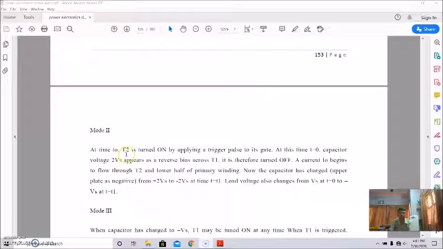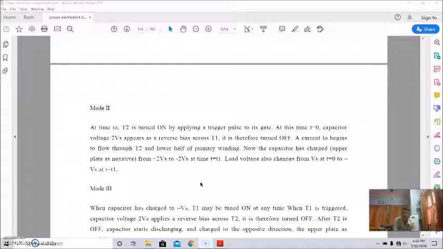at that time transistor 2 is turned on by applying a trigger pulse to its gate, and at this time, at T equals 0, capacitor voltage 2 Vs appears as a reverse bias across transistor 1, and it is therefore turned off. And the output current I0 begins to flow through T2 and the lower half of the primary winding, and now the capacitor has charged from plus 2 Vs to minus 2 Vs.